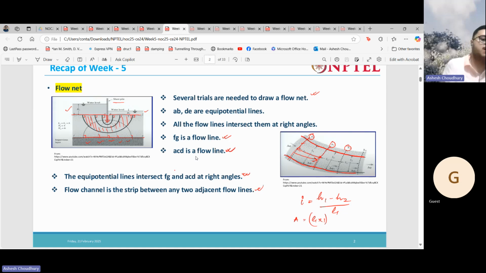So as I said, what are flow nets? How to draw flow nets? Several trials and error are directed by the flow net. Here you can see A, B, and D are equipotential lines. The flow lines intersect them at right angles.